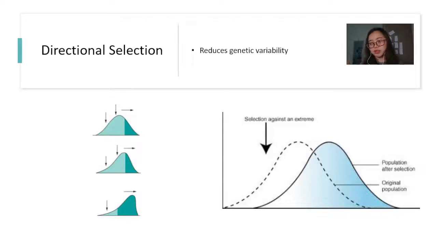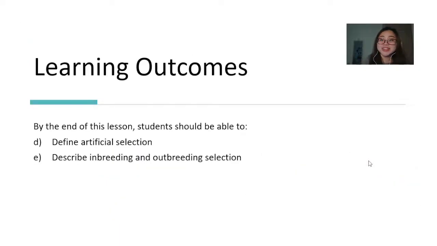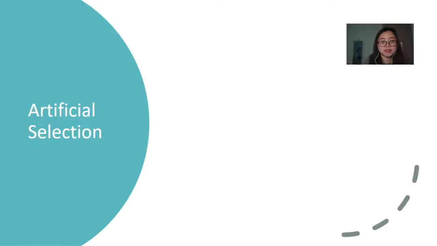We had two examples for directional selection, and once again, directional selection is a selection that will reduce genetic variability and shift the graph towards one extreme phenotype. Woohoo! So that is it for the first part of selection. That was natural selection. So in this next part, we're going to be talking about the artificial ones.